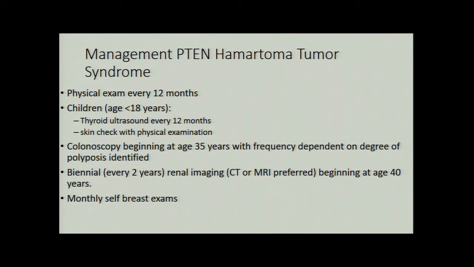So how are they managed? Obviously they get physical exams every 12 months in our clinic. They get thyroid ultrasounds before the age of 18 because, again, those are the first cancers they're going to present with. Physical exams because they may develop hamartomas of the skin. They can get colonoscopies, and again, unless they're symptomatic, because the patient that we presented had severe constipation, and that's the only way that those polyps would have been found that early.